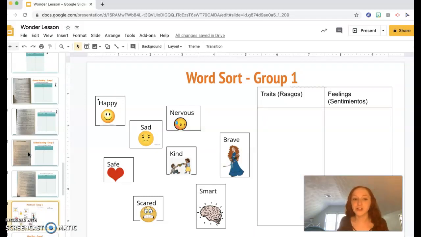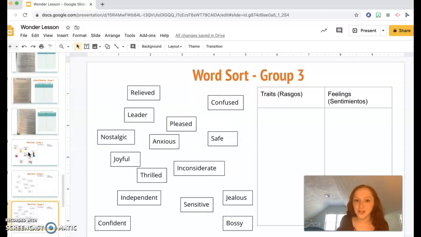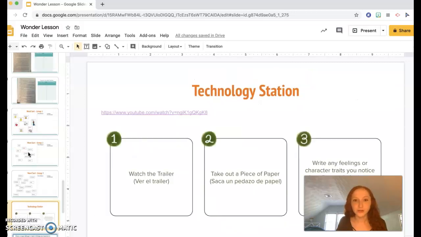Students would also circulate around the room and do a word sort. Group 1 would have the visuals to accompany the words and Spanish cognates, and they could move those into either category. Word sort 2, my at grade level kids, or somewhat at grade level, would have no visuals but simpler words than group 3, which would have more complex words and more words to sort.